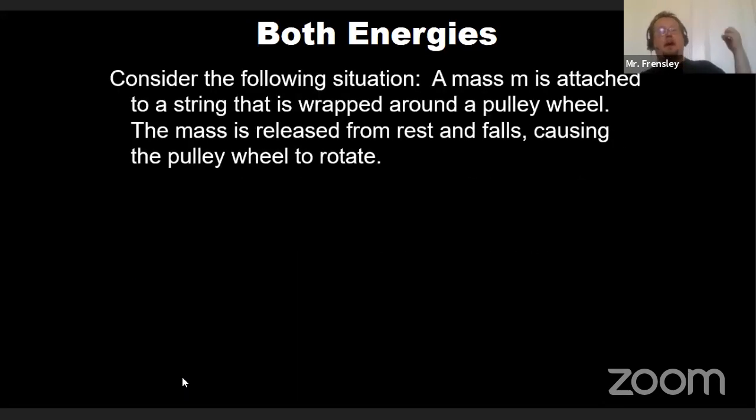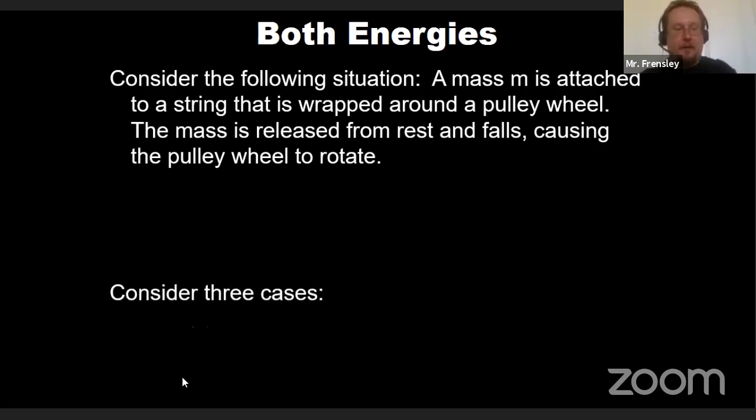Okay, so a mass M is attached to a string and it's wrapped around a pulley wheel. I want you to imagine that. It's like an Atwood machine, but he's missing his left half, right? So we've got the mass and it's going around a pulley wheel, and we're going to let go of the mass. And as the mass falls, the pulley wheel is going to rotate, right?